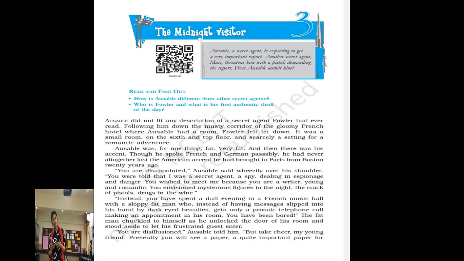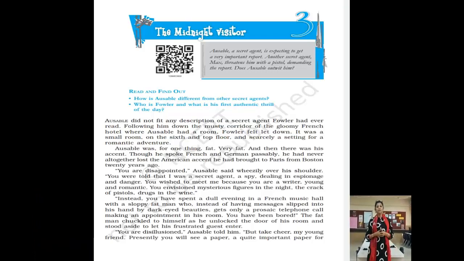But unfortunately, our secret agent, Osable, did not fit any of his expectations or the description of a secret agent, because he was very chubby, plump, fat. Fowler had never read or imagined a secret agent who looked like what he saw when he met Osable. So Fowler felt a little let down after looking at Osable, which Osable was smart enough to sense. He could gauge it. Now, Osable's office was in a small room on the 6th floor of a French hotel, that is, the top floor, and he was a little sloppy.